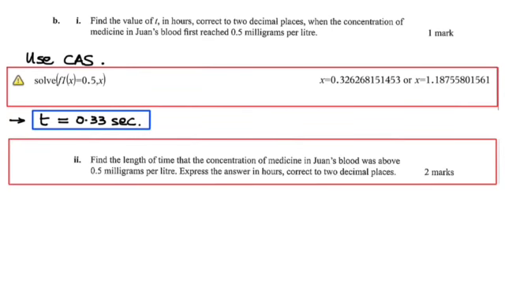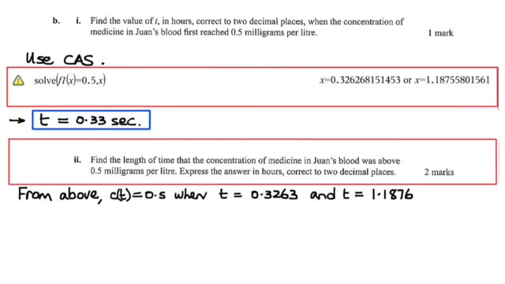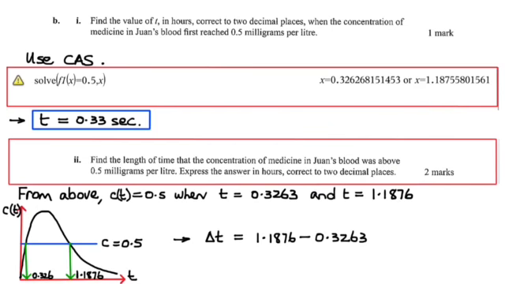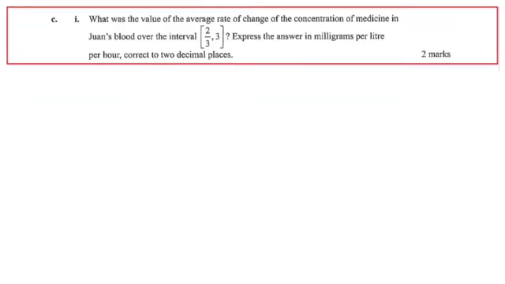Jolly good. Next part. Find the length of time that the concentration of medicine in Juan's blood was above 0.5 milligrams per litre. Above. Oh, well, that's just going to be between here and here, isn't it? Oh, nice and easy. 2 marks for us. So therefore we get those two values as we got up there. Yes, and then we just have to subtract one from the other, to 2 decimal places. There's a little graphic to help you in case you haven't quite got it. There and there, and we want the delta t, this span in here, yeah? So that's going to give us 0.86 to 2 decimal places in hours. Well, no problem so far, very cruisy.